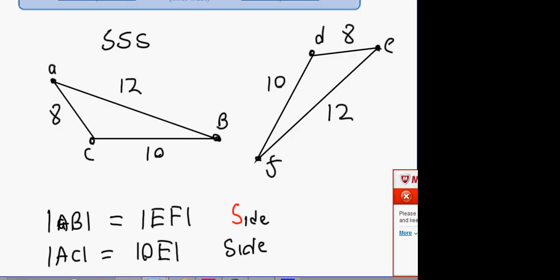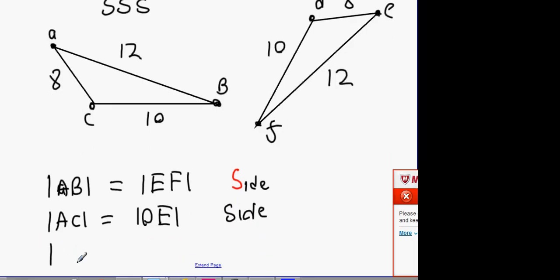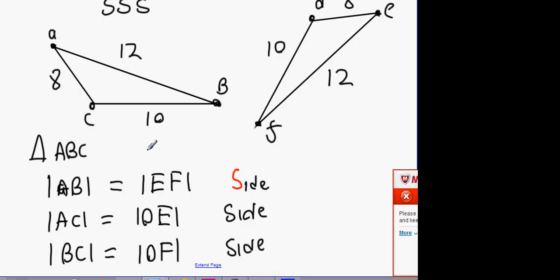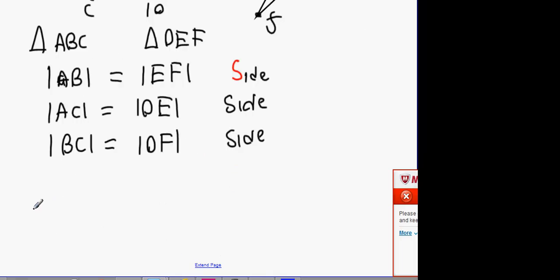And then finally, the last one is going to be BC. You can call it CB if you want. Equals DF or FD, whichever way you want to call it. Just do alphabetical order, I suppose. Keeps it easy. Now, what you do here, once this happens, is what's the name of the left triangle? The triangle to the left is ABC. On the right, triangle DEF.